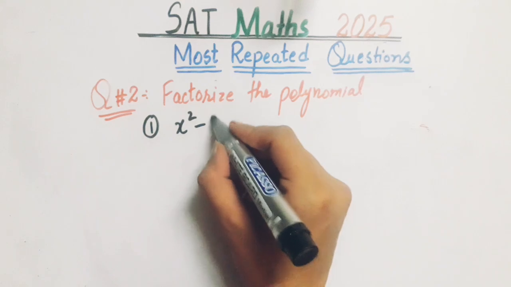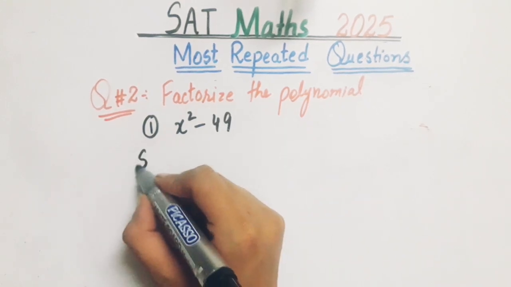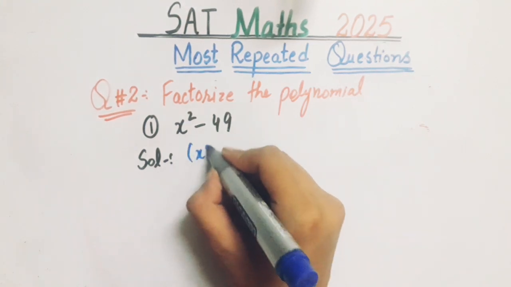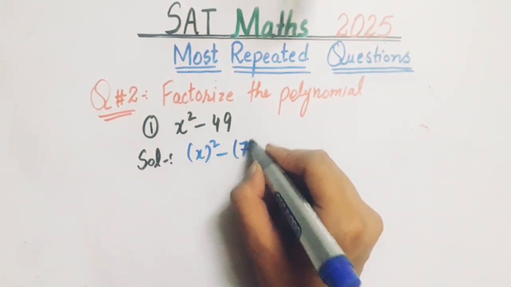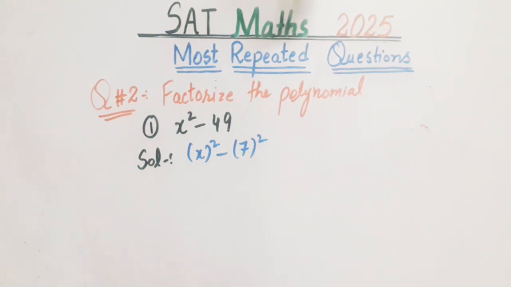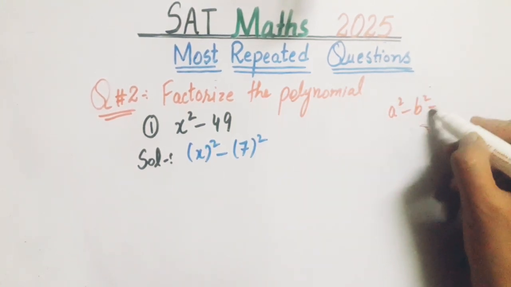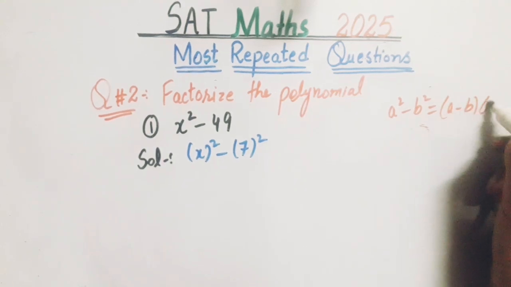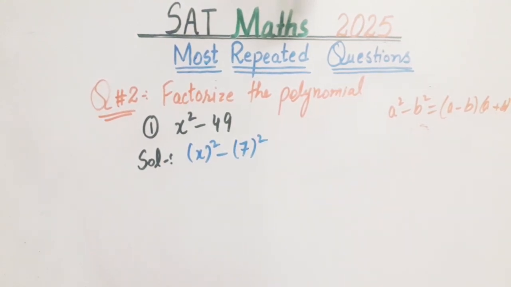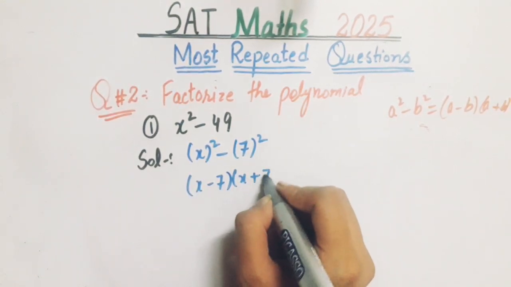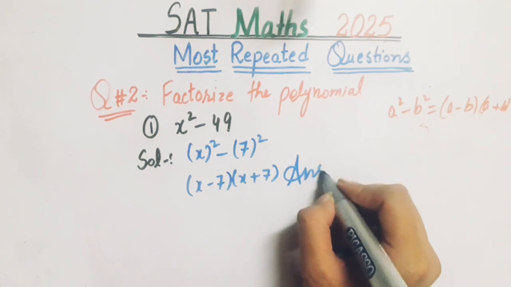x square minus 49. So we will solve this as, we can see that the first term is the square of some number and the next one is also the square of some number. So now we will apply the formula of a square minus b square equals a minus b into a plus b. So we will apply this here and get x minus 7 into x plus 7. So this will be the answer.